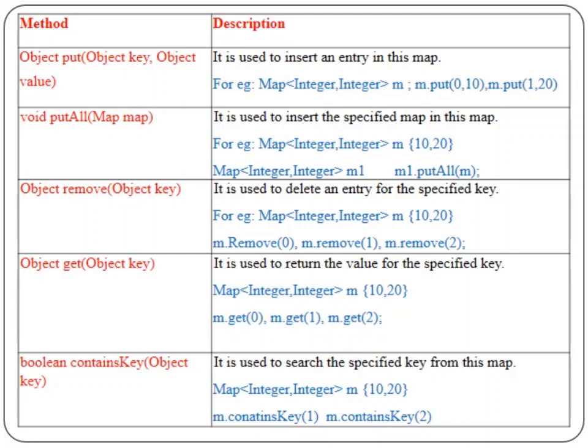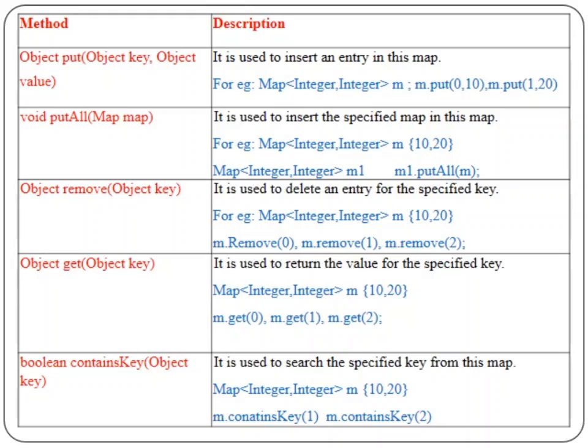So I am getting the output as 10 here. Same thing, m.get(1): for key 1 the value is 20, so I am getting 20. When I say get(2), the key 2 is not there. Again, no such element found, an exception will be generated. So get is a method which is used to retrieve the value from the map interface based on the key.